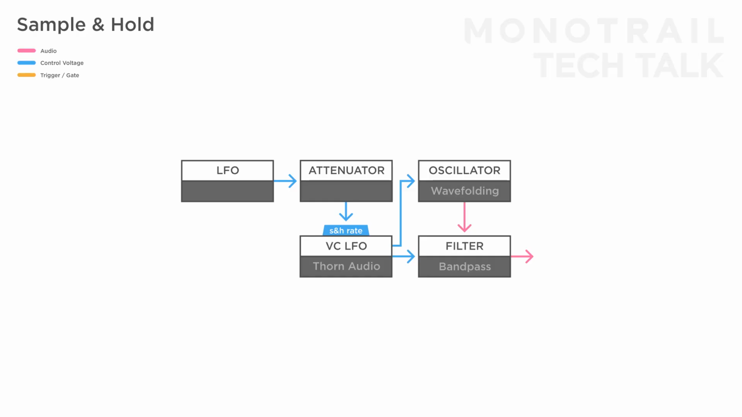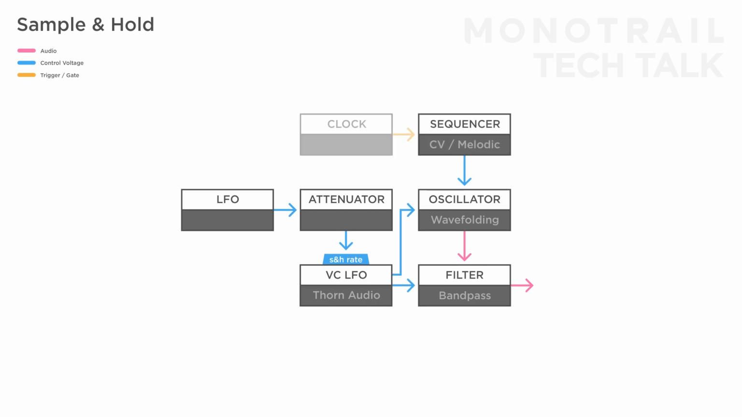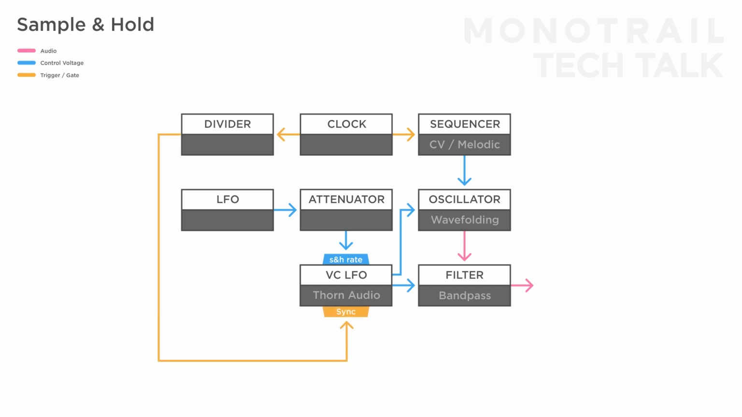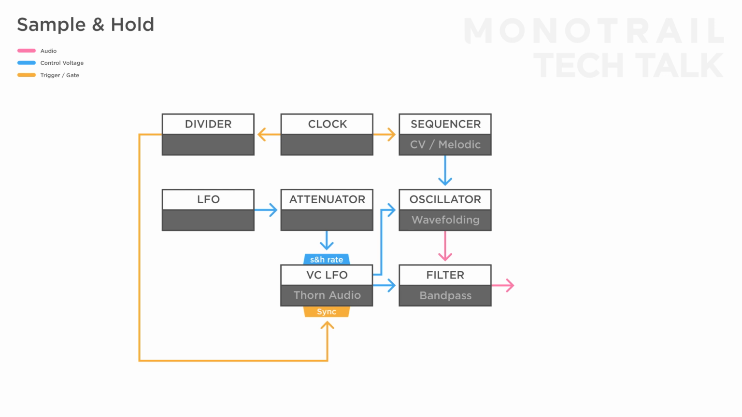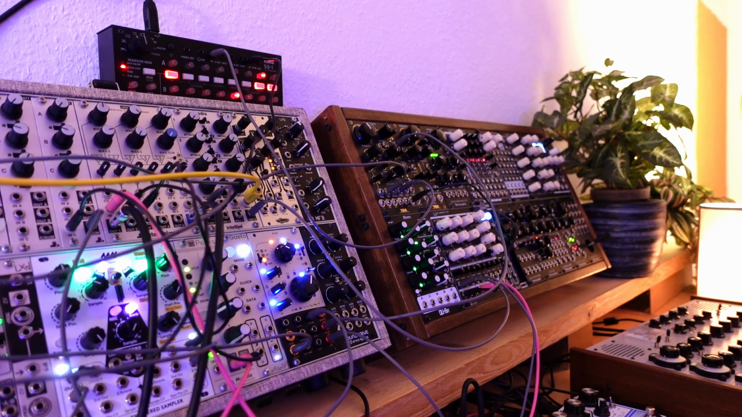Just for fun, let's expand that patch into a more musical setting by adding a sequencer triggered by a clock. The clock is advancing a divider that is used to sync the speed of the LFO. So, to be clear, not the sample and hold rate. That is still controlled by the regular LFO. A second oscillator is added for some subtle FM. And finally, the divider also triggers some drum samples for good measure.